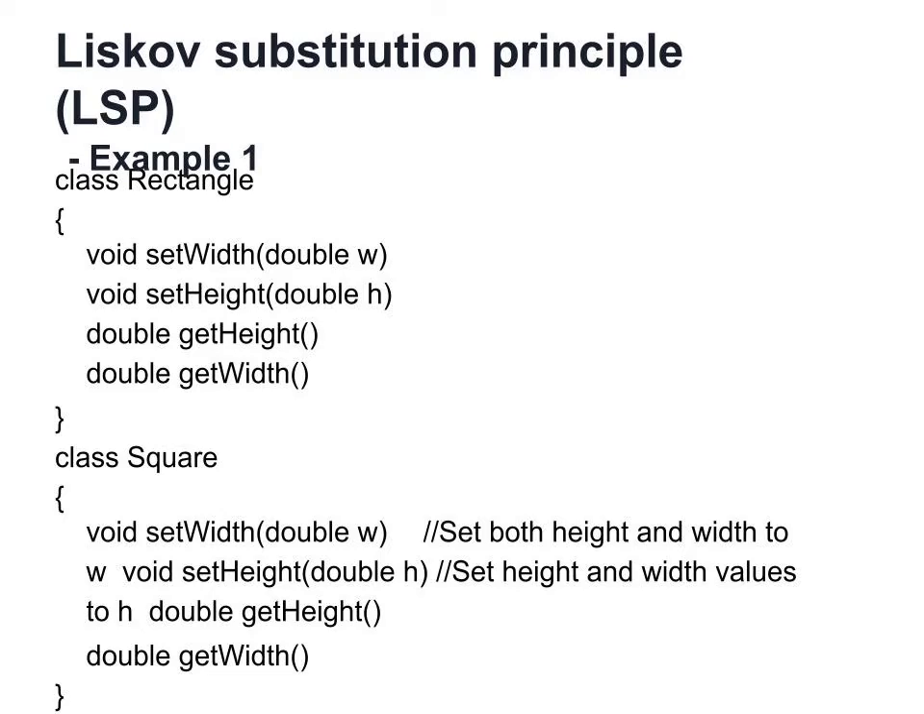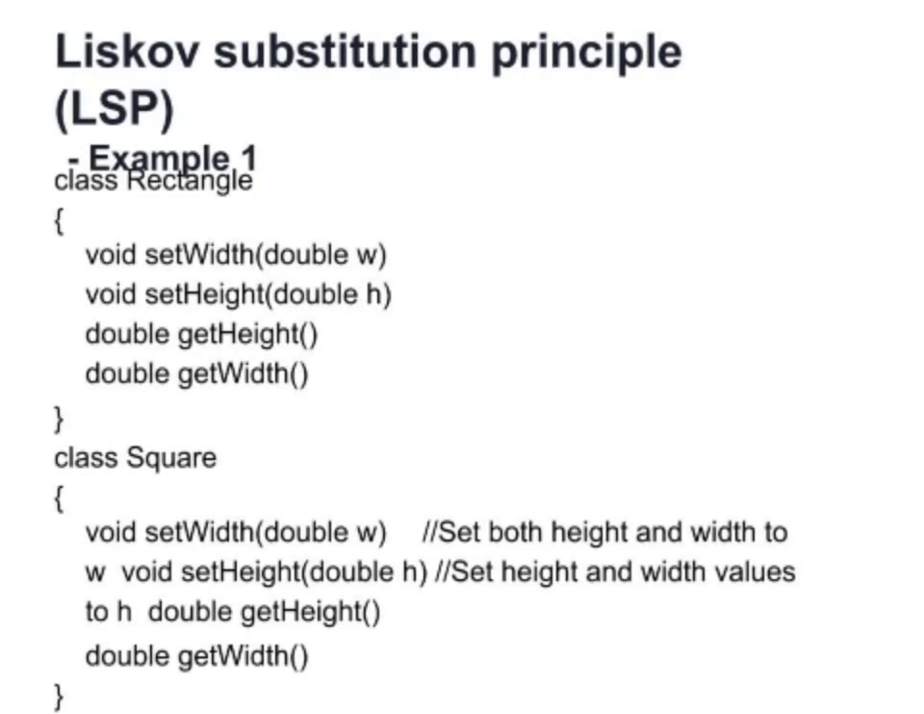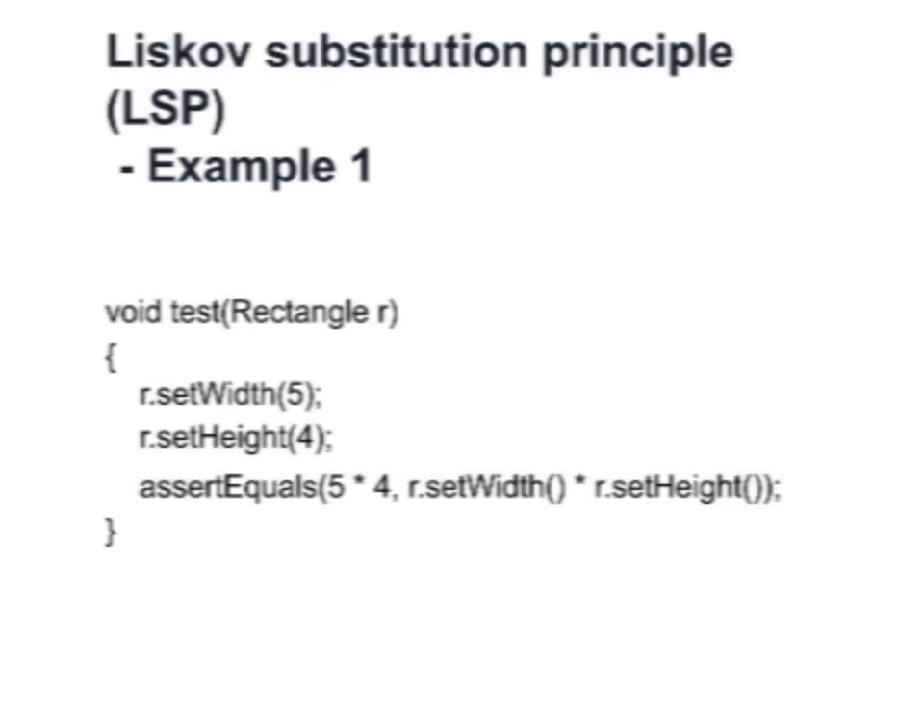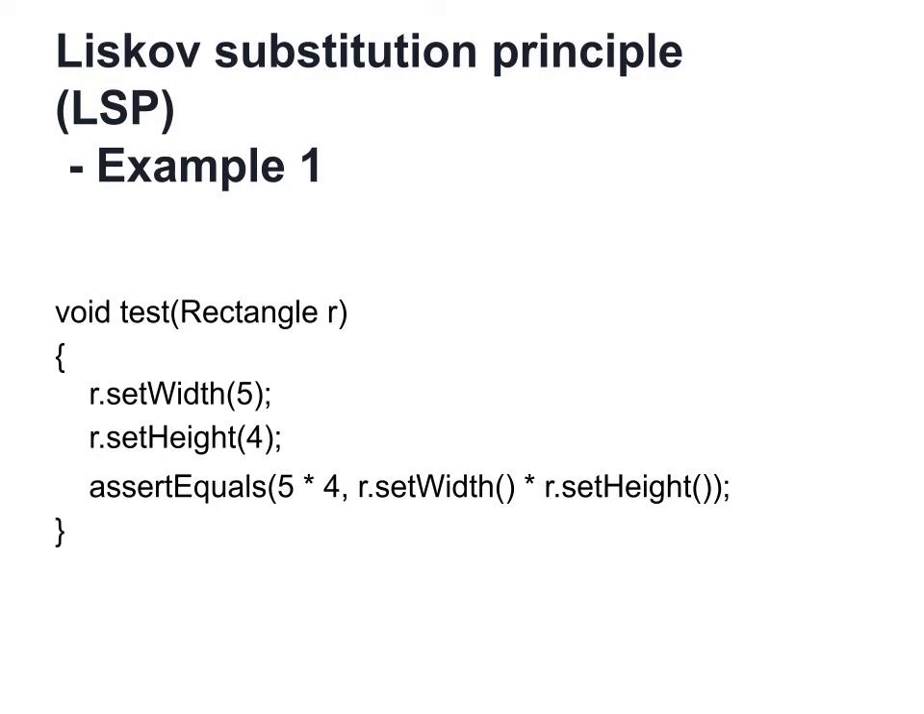The Liskov substitution principle says it's a bad implementation. Consider a piece of code like this. If somebody wants to test a rectangle, let's say this is the method written here: set width 5, set height 4, and he is checking if the area is 5 into 4. Will the square class pass this test?